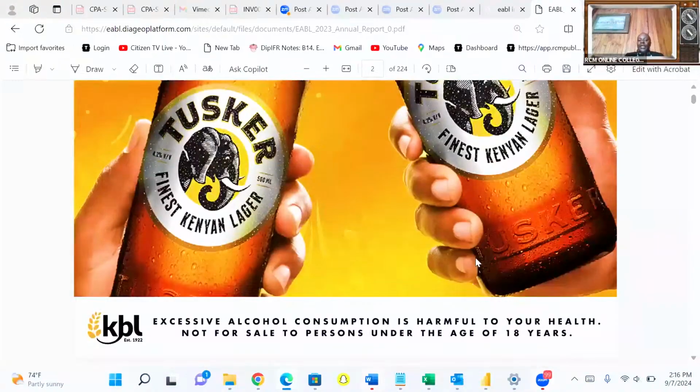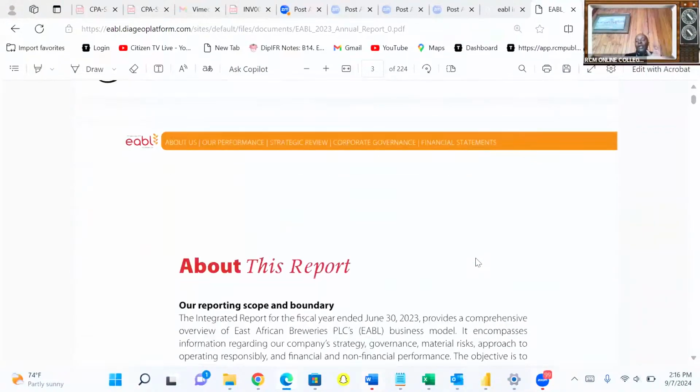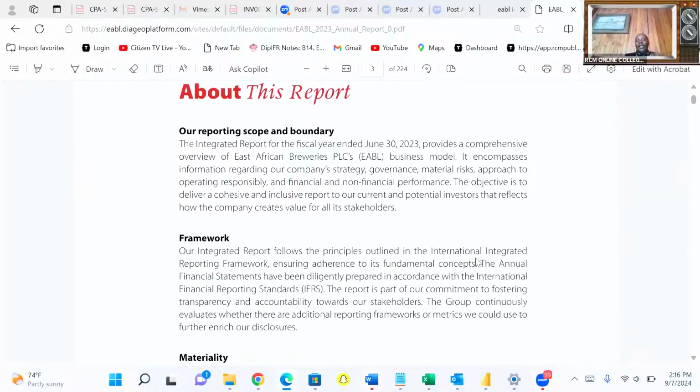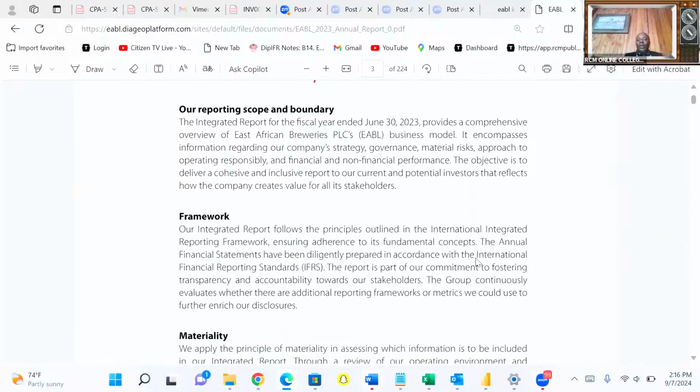But I just want to use this as my model because I would want my students, by the time they're finishing this 3 months course, then they should be able to prepare something like this. Look at what these guys are saying. Our reporting scope and boundary.